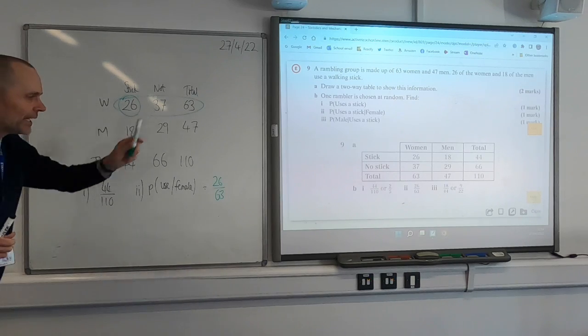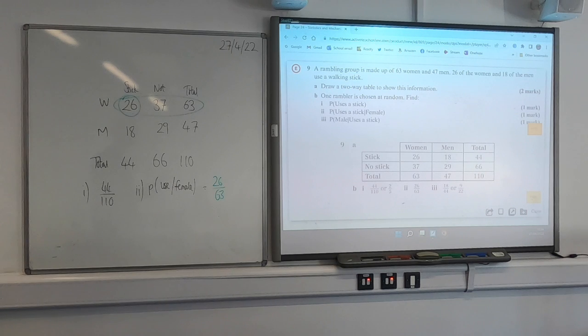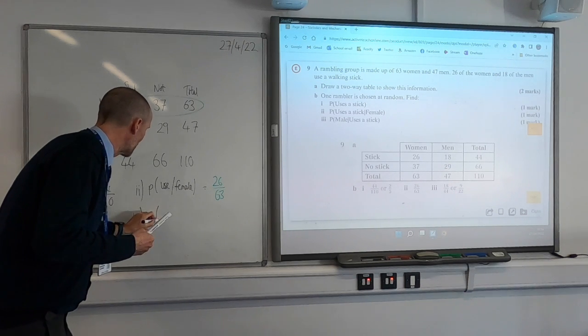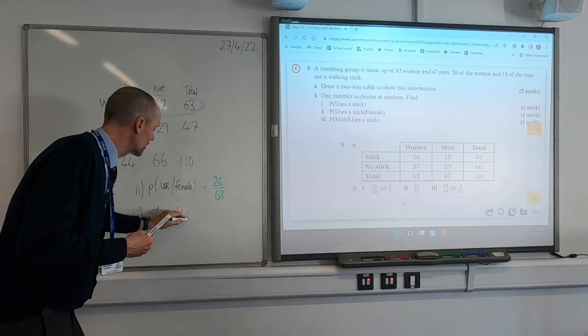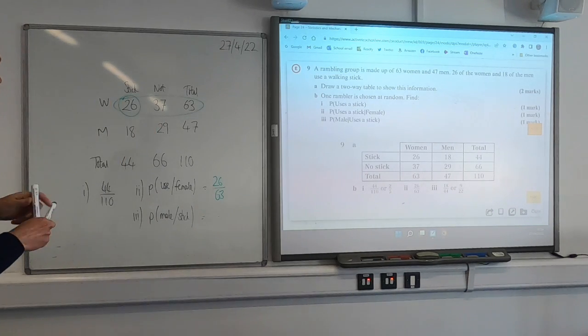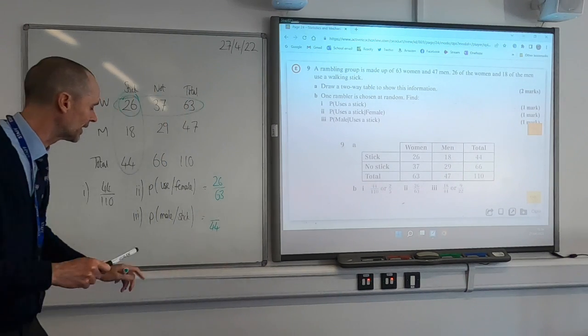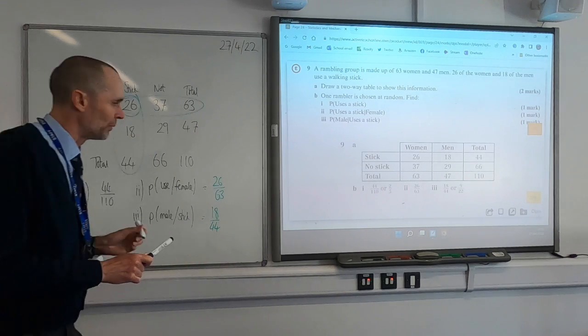Of the given people, we've definitely chosen a woman. What proportion of them use a stick? It's 26 out of 63. And then similarly, this was sort of the other way round. What's the probability someone's male given that they use a stick? So this time we are only interested in these 44 people. We know we've chosen someone who uses a stick, that's what that's telling us. So we've only got 44 people to choose from. How many of those 44 people are male? That was 18.